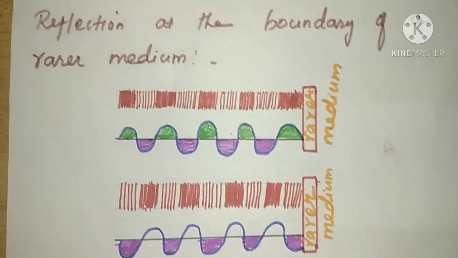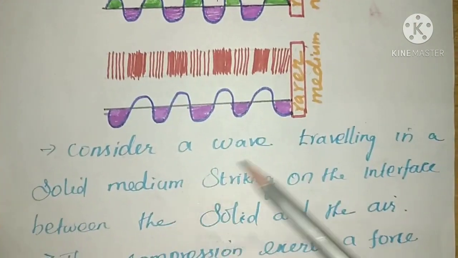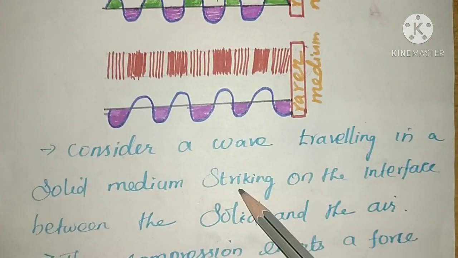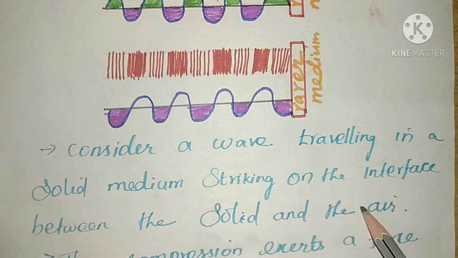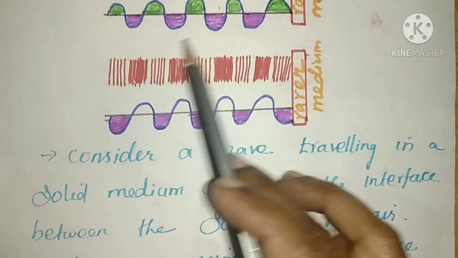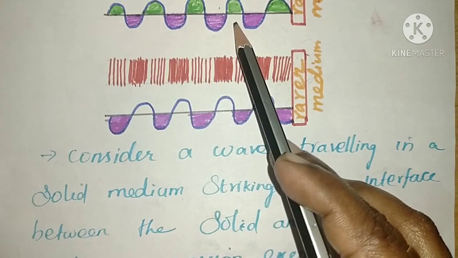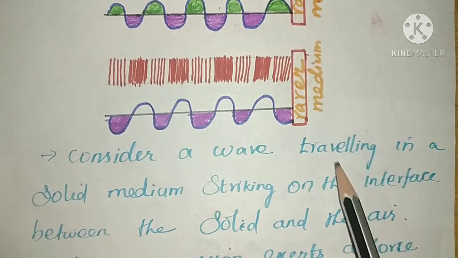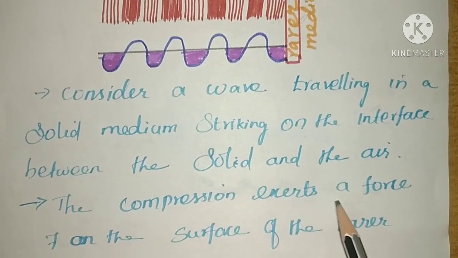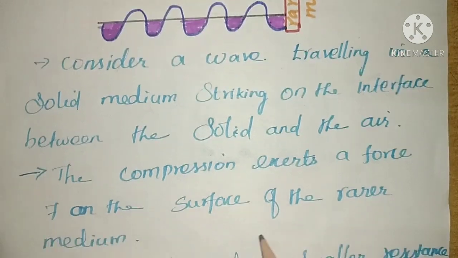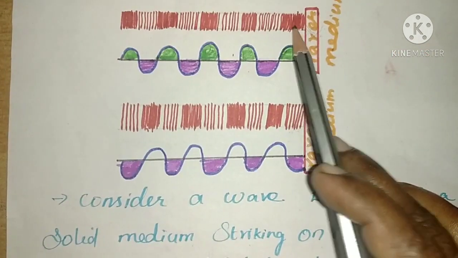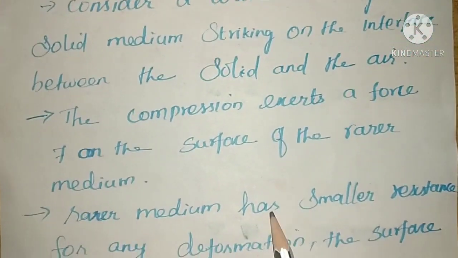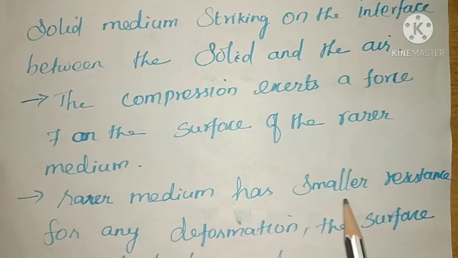Now listen here. Consider a wave traveling in a solid medium striking the interface between the solid and the air. First it will be traveling in the solid medium, and it will touch the interface of the solid and air medium. The compression exerts a force F on the surface of the rarer medium. Rarer medium has smaller resistance for any deformation.